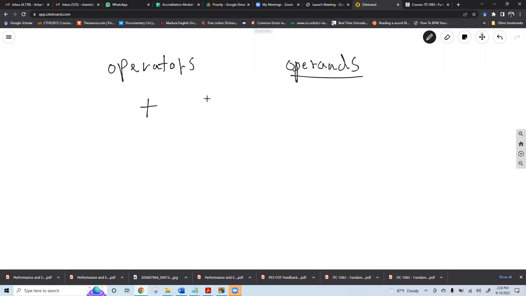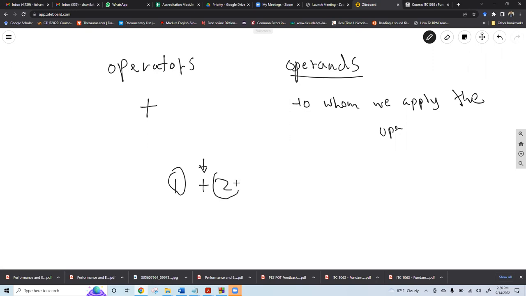To whom do we apply the operators? For example, if we say 1 plus 2, here this is the addition operator, and these are operands. So operands are the subjects of this operator.